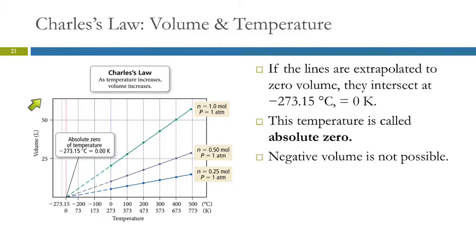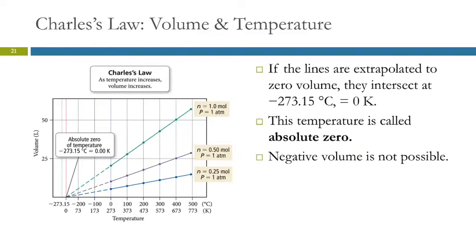Here is a graph of Charles' law data. Here's the volume of a gas graphed versus its temperature. There are two temperature scales shown here. The top one is degrees Celsius. So the blue, the purple, the green, these are different sets of data for different samples of gases. And we see that there's a nice linear relationship.